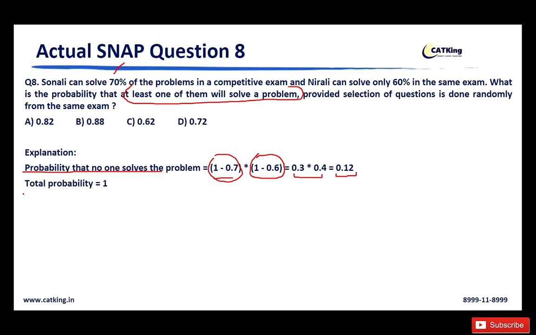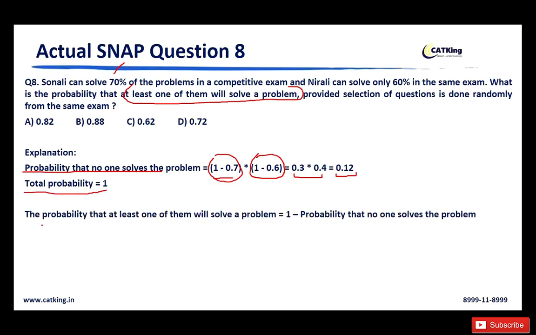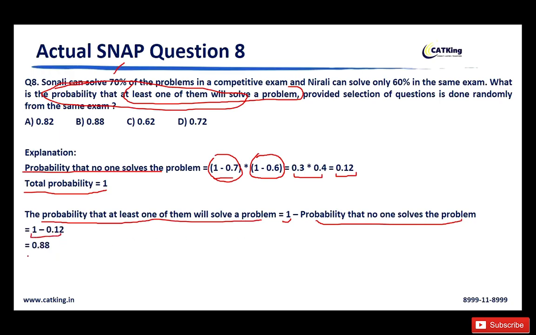Now we know that total probability always equals 1. So the probability that at least one of them will be able to solve a problem, that has been asked in the question, will be equal to 1 minus the probability that no one is able to solve the problem. That is 1 minus 0.12. When I solve, I get the value as 0.88. Therefore, the correct answer will be option B, 0.88.